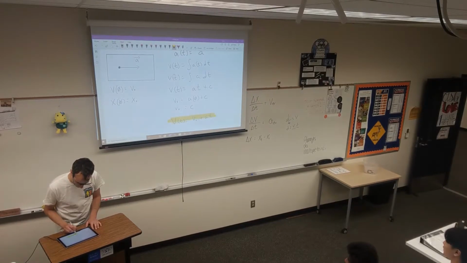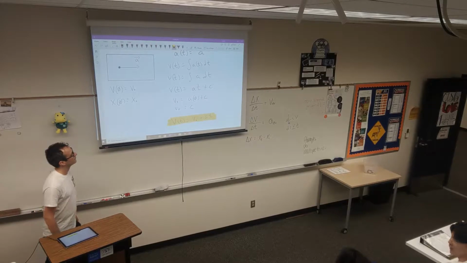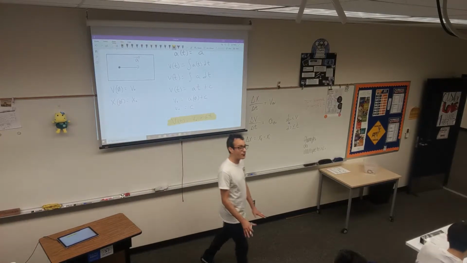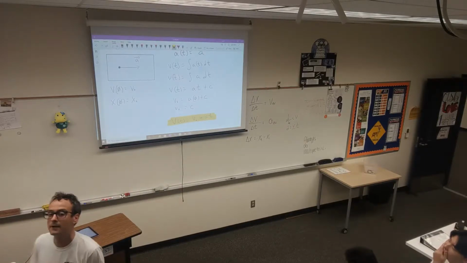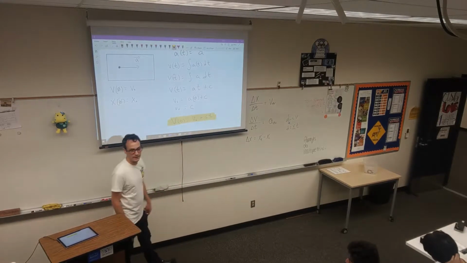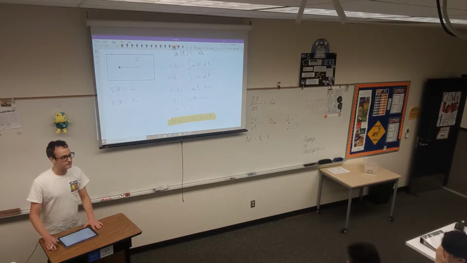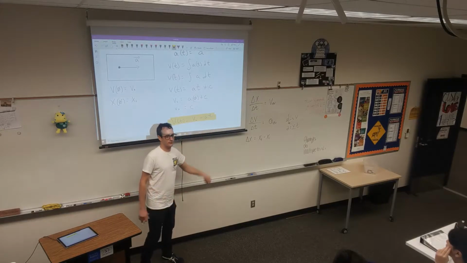And that's our first equation. As long as the acceleration is constant, that equation will work: v of t equals v naught plus at. Are we all right? So this is now our velocity as a function of time.